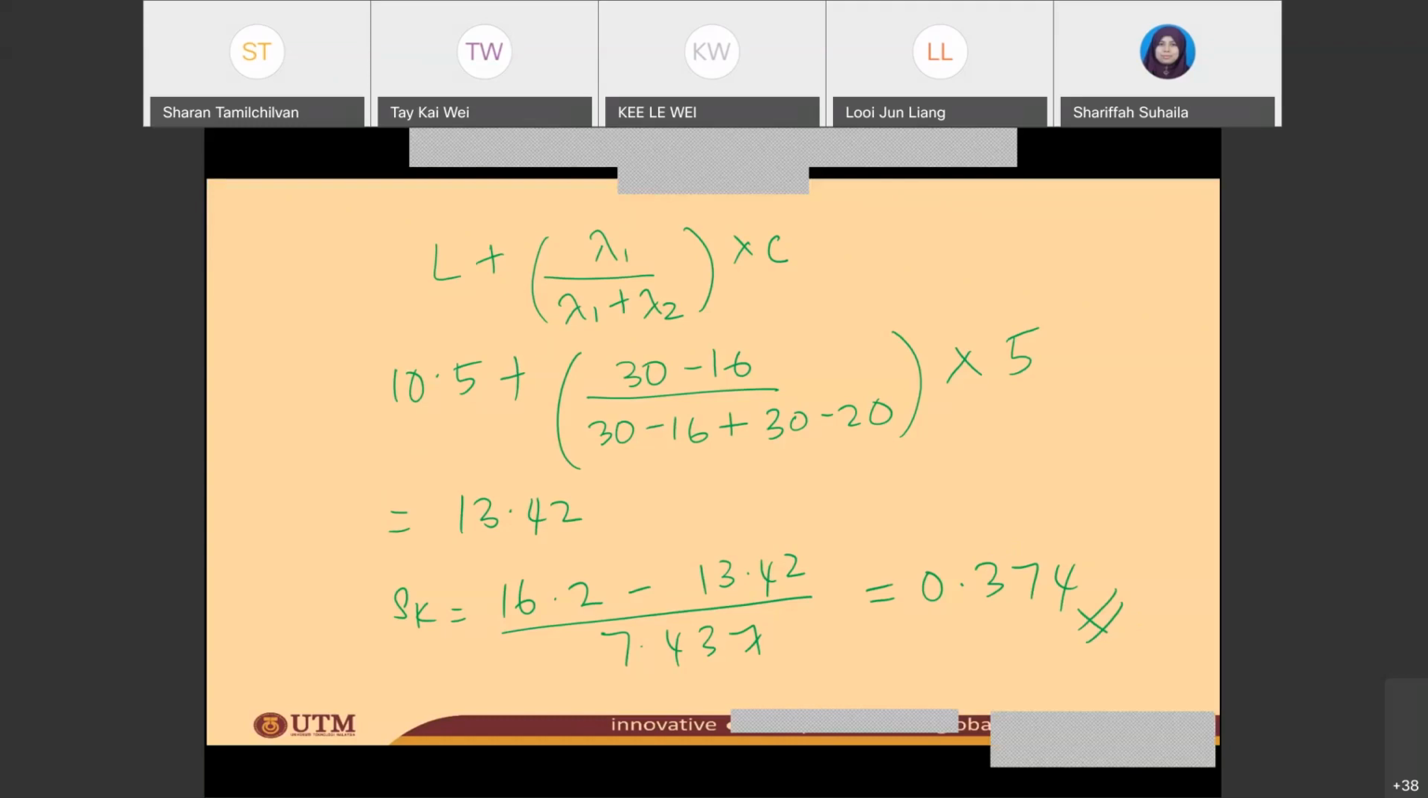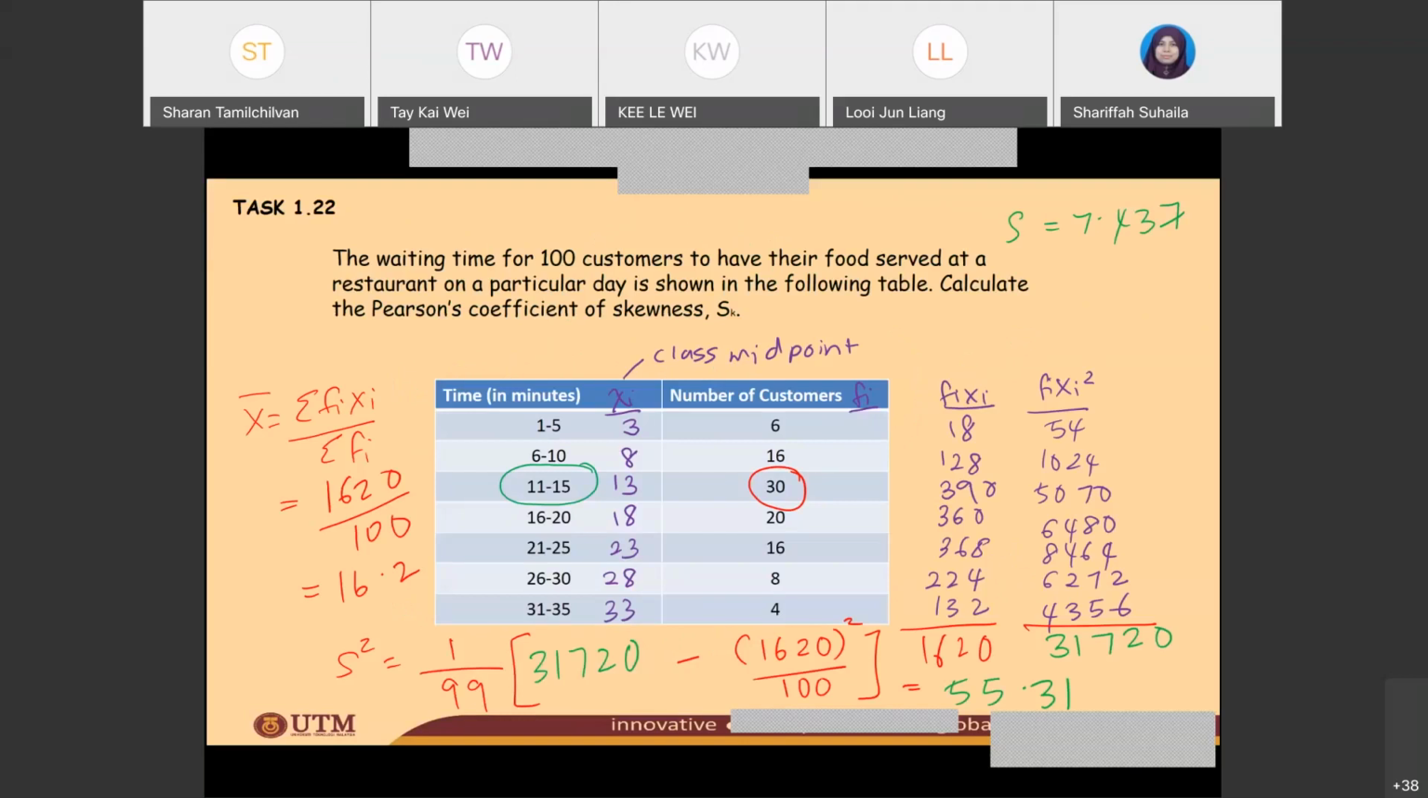Because this question doesn't state whether you should use median or mode, it's up to you to decide whether you want to find your class median or class mode. For me, it's easier if we just compute the class mode, because for the median you need to add another column, which is cumulative frequency. Use whichever you are more comfortable with. Of course you will get a different value, but we just need to know whether it is positive or negative.